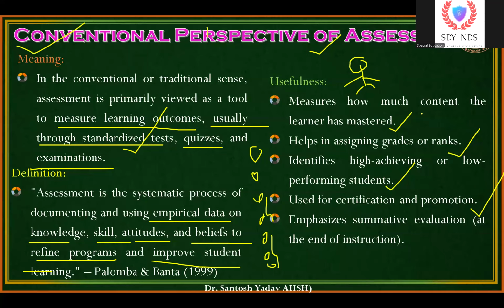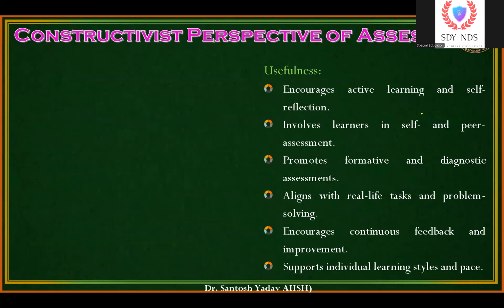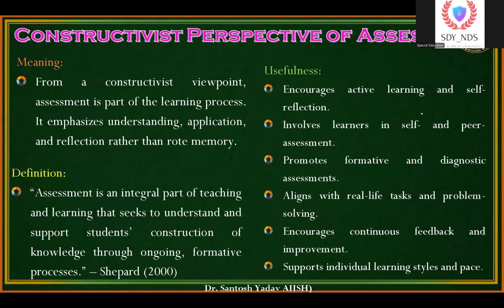That part is the evaluation part, but it is helping them also. It emphasizes summative evaluation at the end of the instruction. There was no formative assessment in the conventional method, only summative examination. Got it? So we covered our conventional method. The conventional method is a summative examination, in which we collect all the information about the child and then move to grading and result.